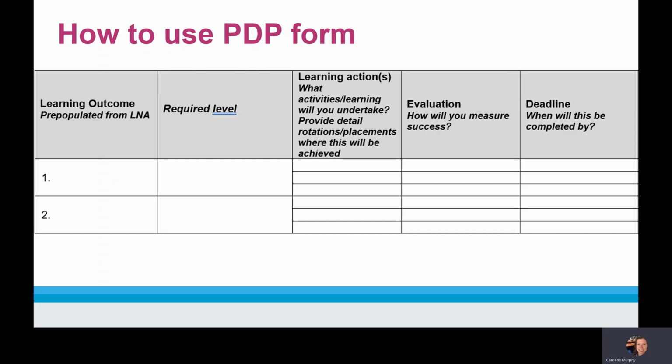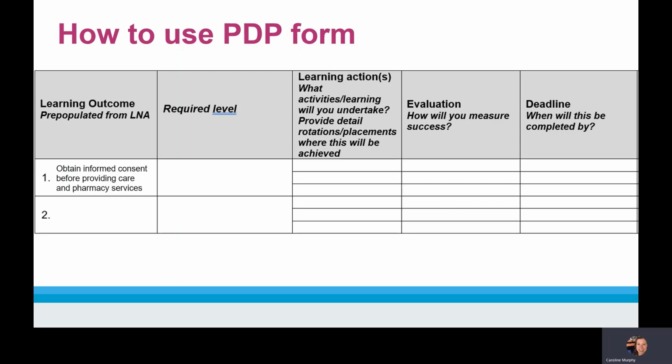How to use the personal development plan. Using the example from above, the trainee identified that learning outcome 7 was low ability but high relevance, so has identified it as a learning need. Firstly, the trainee needs to put learning outcome 7 in the first column. This will be pre-populated on the e-portfolio from the learning needs analysis.